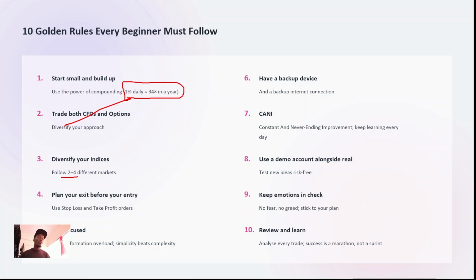Rule number 9, always keep your emotions in check. No fear, no greed, and always stick to the plan. Always have a plan when you get into the market. As you can see from this point, you already said you should always have a plan before you get into the markets. And now, you should always keep your emotions in check and always stick to the plan.